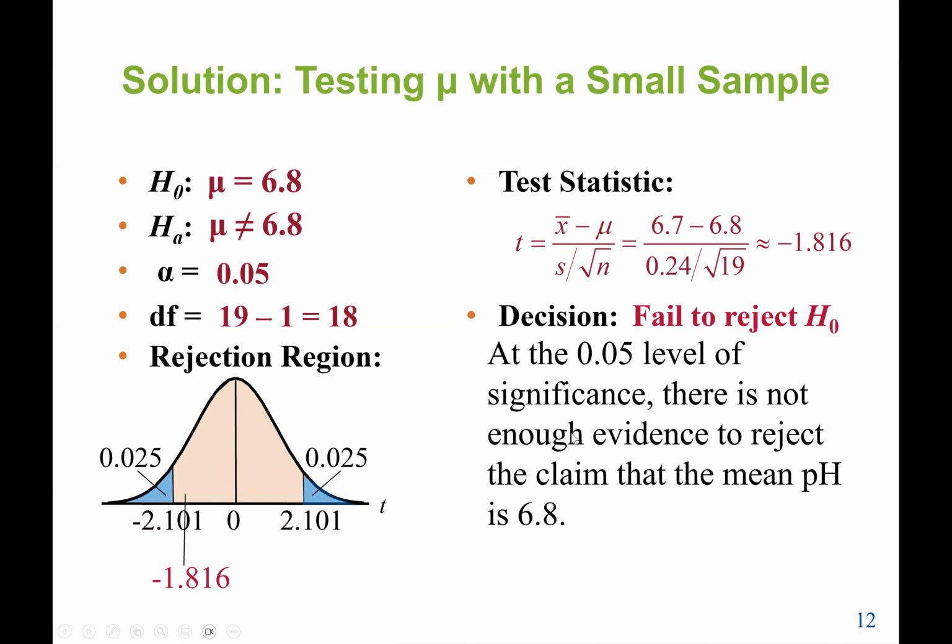So we say at the 0.05 level of significance, there's not enough evidence to reject the claim that the mean pH is 6.8.